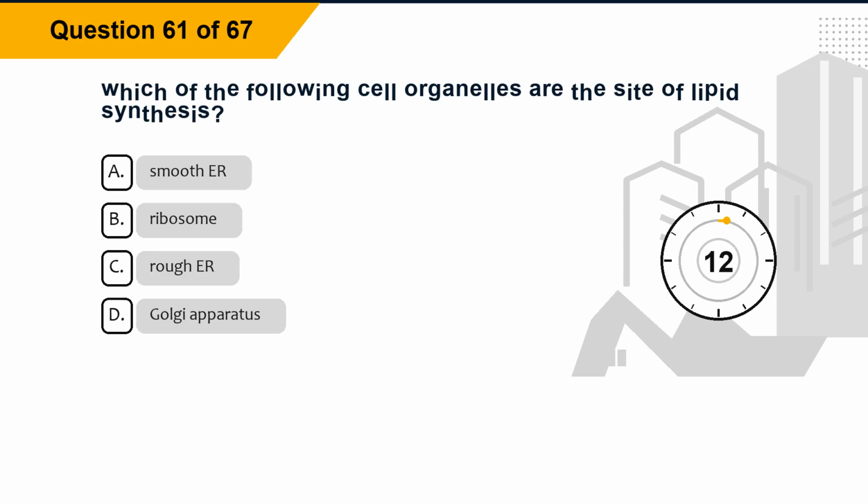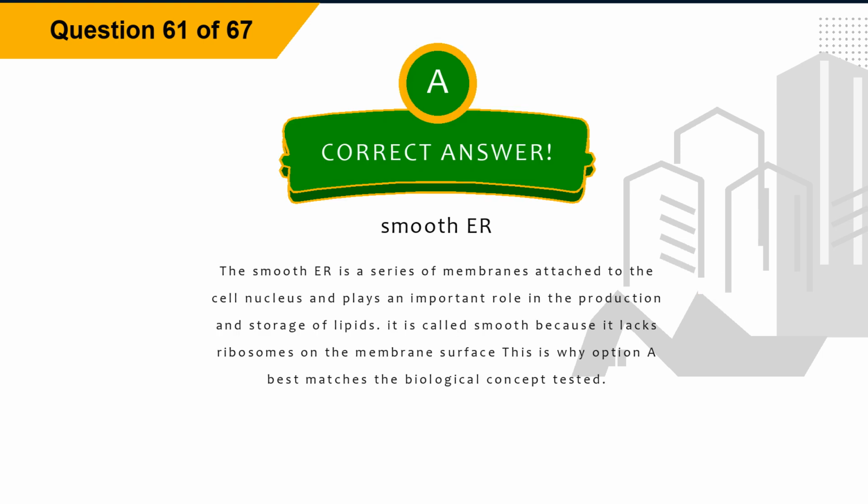Question 61. Which of the following cell organelles are the site of lipid synthesis? Option A, smooth ER. Option B, ribosome. Option C, rough ER. Option D, Golgi apparatus. The correct answer is option A, smooth ER.